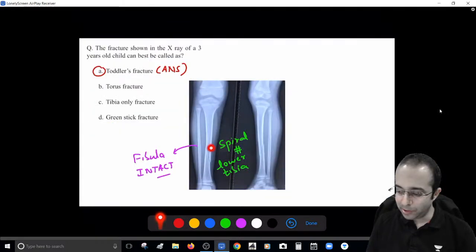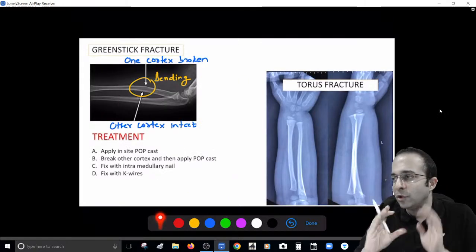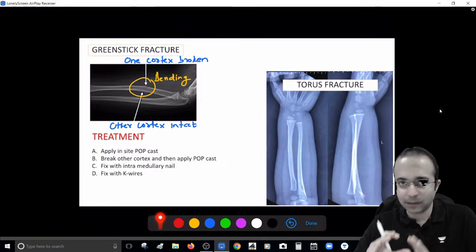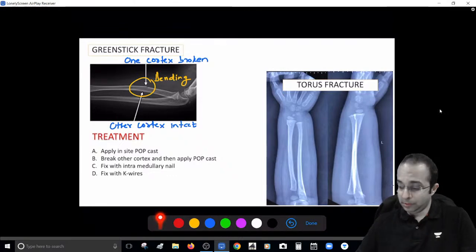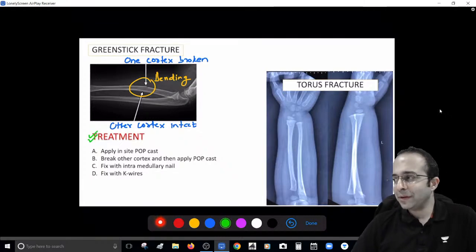Here hardly any bending. Both cortices gone. See, both cortices gone. Not green stick. So I hope you guys will be able to pick up exactly as to what is the green stick fracture. And can anyone help me out with this question? Like, what is the appropriate treatment?